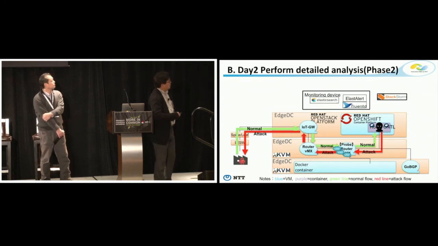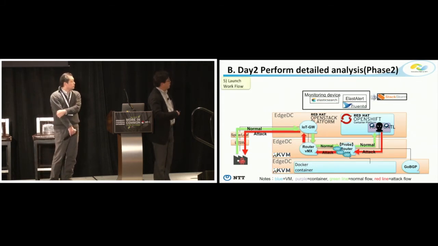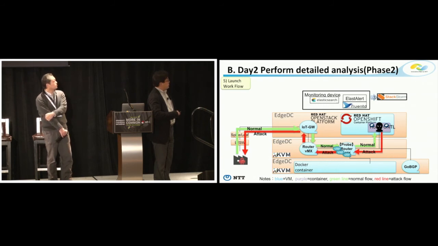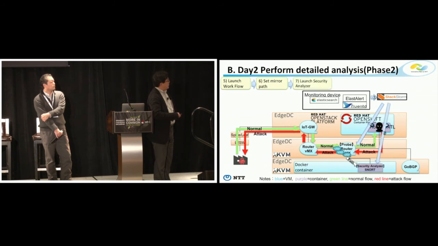Elastalert invoked the workflow engine StackStorm, and StackStorm launched the second workflow. StackStorm set up a mirroring PaaS and launched the security analyzers. Then the flow is mirrored to the security analyzer.